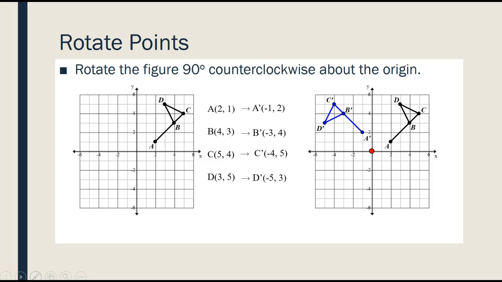Those numbers seem to be familiar. I seem to be using the same numbers over again, and I think there might be a pattern. So why don't you think about it for a minute, and what do you think the pattern is from the pre-image to the image when we do a 90-degree counterclockwise rotation about the origin?